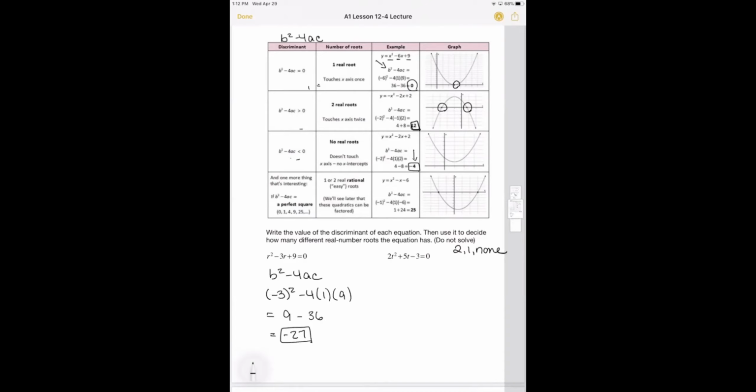There are no real roots, because under the root, you're going to have a negative number. And so you can't do that. It's not a real number. The square root of negative 27 is not real.